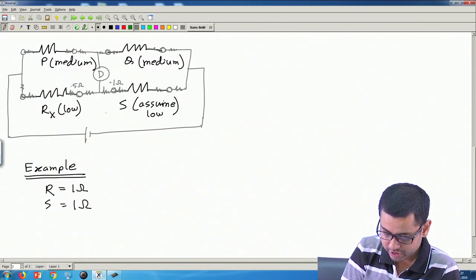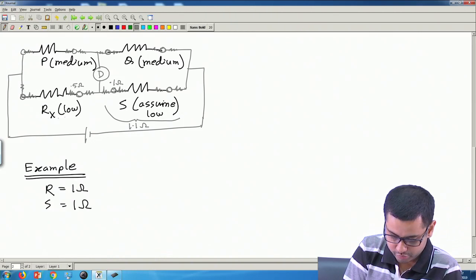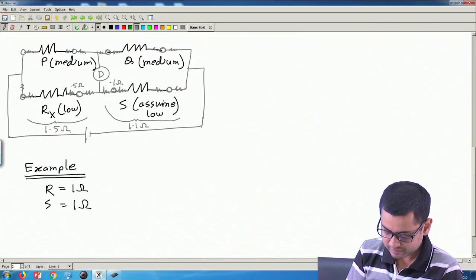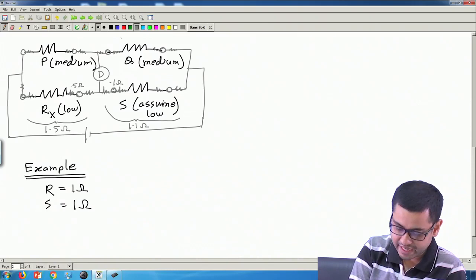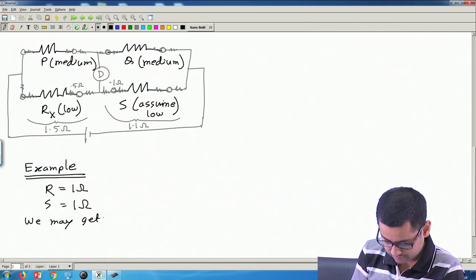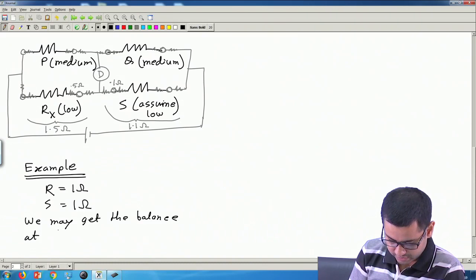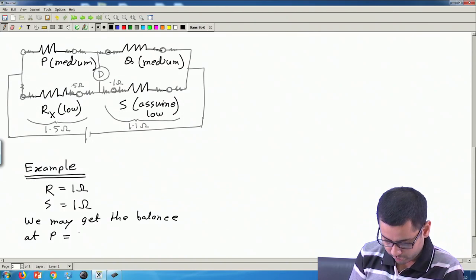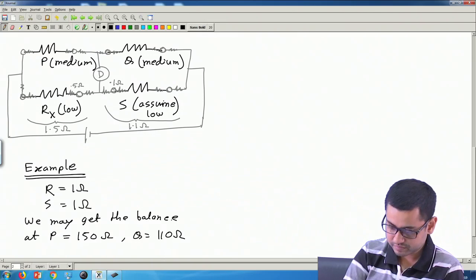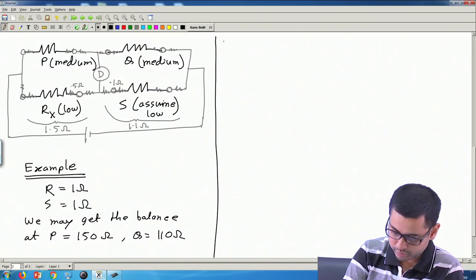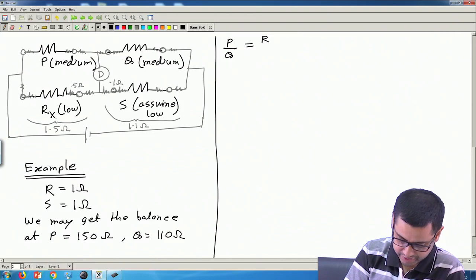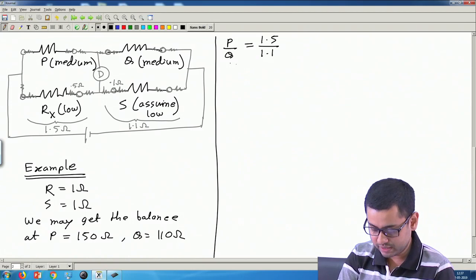So here 1.1 ohm, here we will have 1.5 ohm, and say we may get the balance at P equals 150 ohm and Q equals 110 ohm. Okay. So clearly P by Q is same as R plus this quantity. So let's write 1.5 by 1.1. So clearly this is the balance condition.